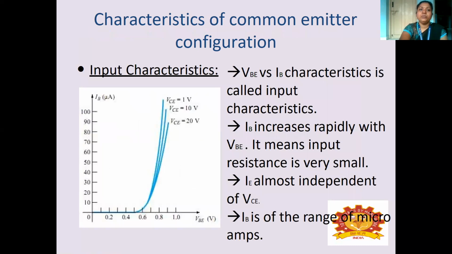Next, we will see the input and output characteristics of the common emitter configuration. Input characteristics is input voltage versus input current. VBE versus IB will give you the input characteristics. So IB increases rapidly with VBE, whatever we have done for the common base. It means that input resistance is very small and IB is almost independent of VCE. IB is in the range of microamps.